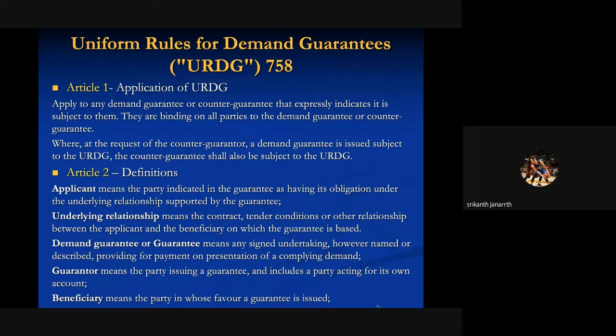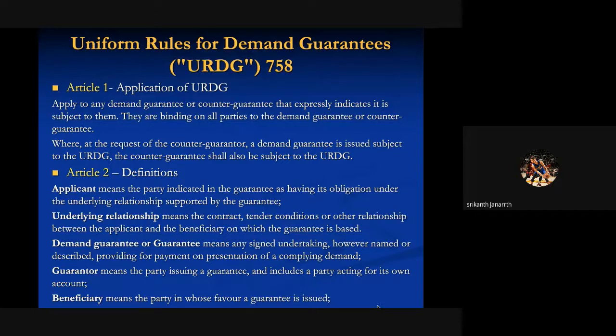The contractor becomes the applicant because he has an obligation which he has to deliver under the underlying relationship. If he fails to deliver, there is a financial loss to the employer. So the employer can claim it under the guarantee. Therefore, when he gets a guarantee, the employer becomes a beneficiary. So you should know the terminology: applicant, guarantor, underlying relationship, beneficiary. If you know this terminology, when I'm explaining to you, you will have an understanding.